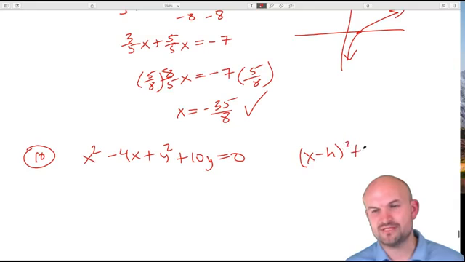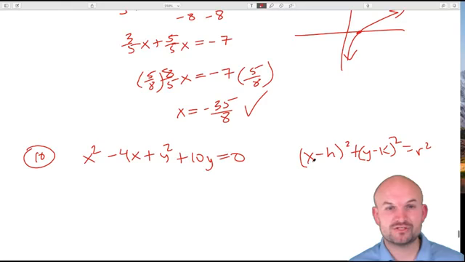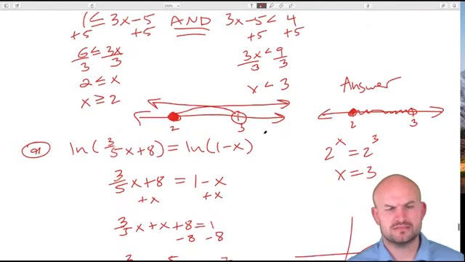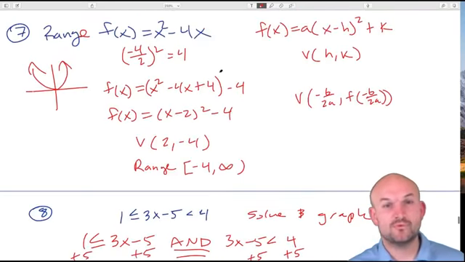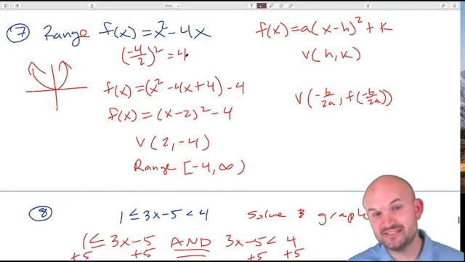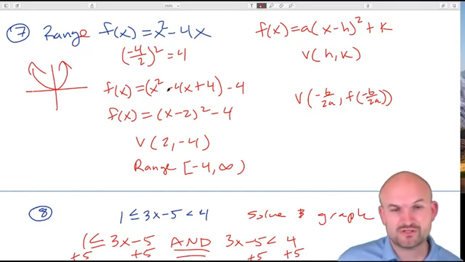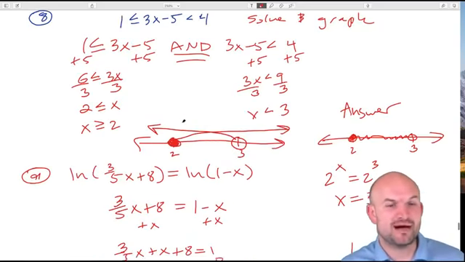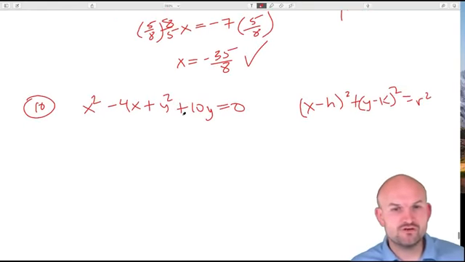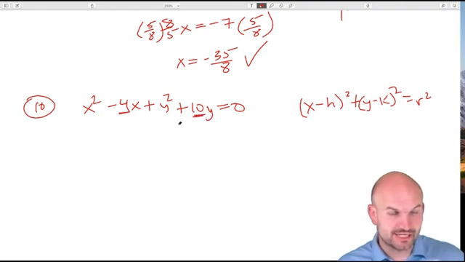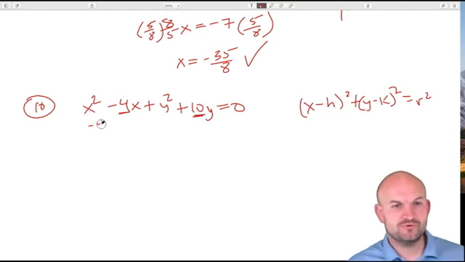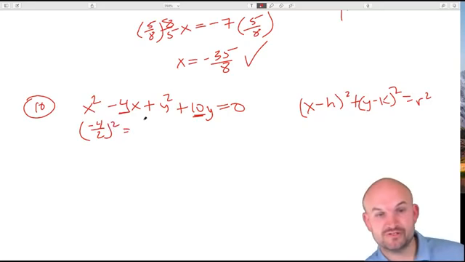(x minus h) squared plus (y minus k) squared equals r squared. So we need to write binomials squared. And like I explained up in this problem, we need to complete the square. That means we need to find the value that creates a perfect square trinomial, because when we have a perfect square trinomial, we can factor it down into a binomial squared. So how do you create perfect square trinomials? You take the middle term, or your linear coefficient, you divide it by 2, and you square it. So negative 4 divided by 2 is negative 2. Negative 2 squared is 4.